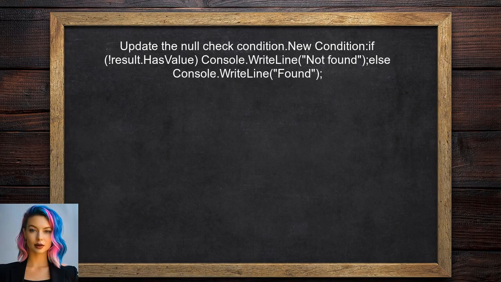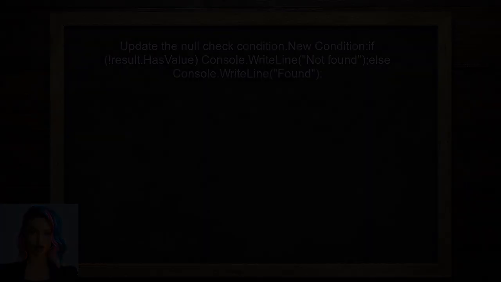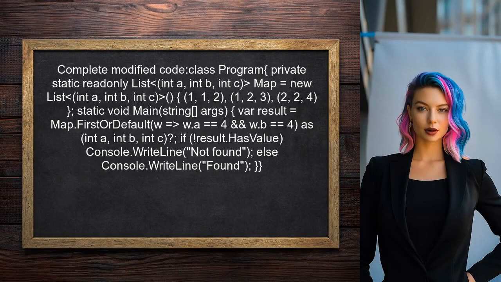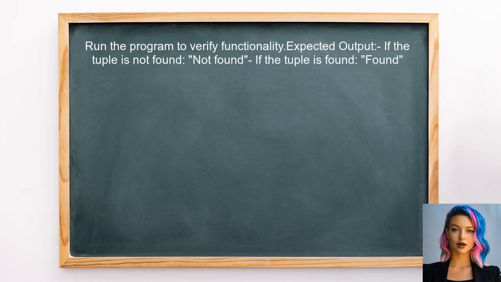Next, the user should update the null check condition. Instead of checking if the result is equal to null, they can use the hasValue property of the nullable tuple. Now, let's see the complete modified code. The user should ensure that the entire logic is correctly implemented to handle the nullable tuple. Finally, the user can run the program to verify that it correctly identifies when a tuple is not found, displaying the appropriate message.